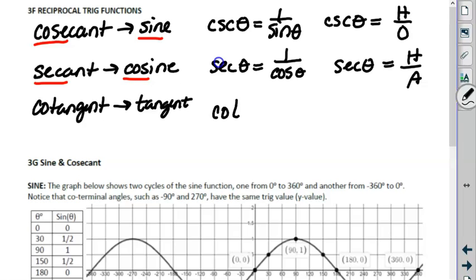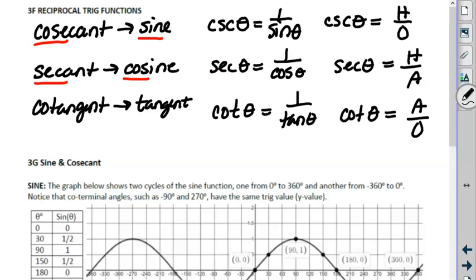Cotangent is abbreviated COT, and it's 1 over tangent of theta. So we can say cotangent of theta is adjacent over opposite instead of opposite over adjacent. In the next few videos, then, we're going to explore what the graphs of these reciprocal trig functions look like.